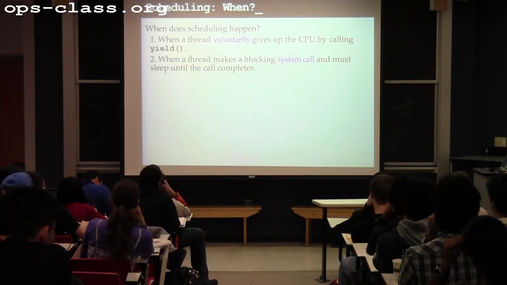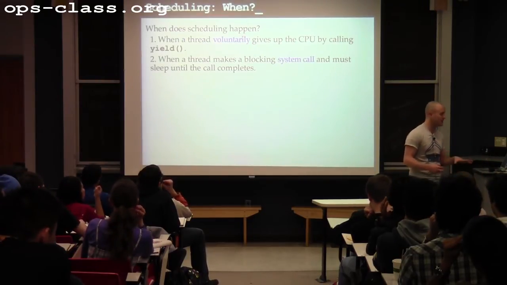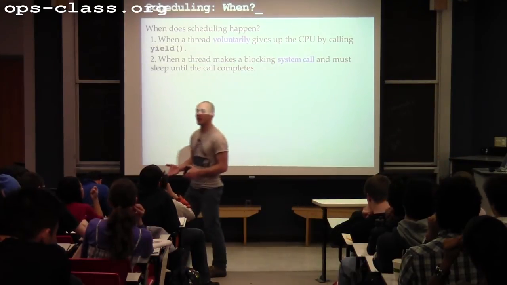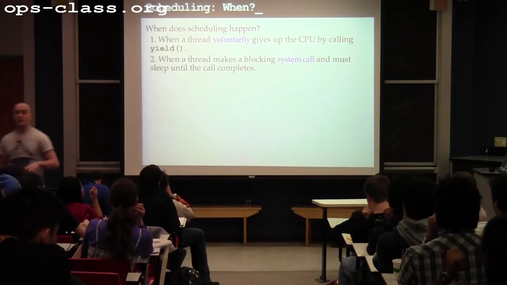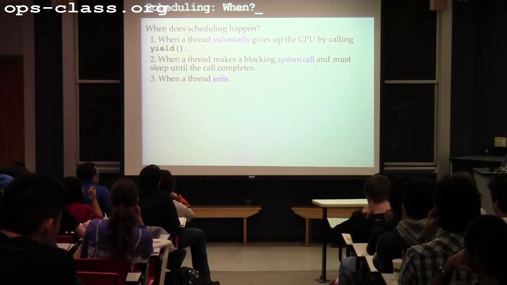If a thread makes a blocking system call and the thread actually cannot continue executing, at that point I need to make a scheduling decision. I have a core that's now available, and I need to put a thread on it. When the thread exits, clearly it's finished forever, and there's now a core available.